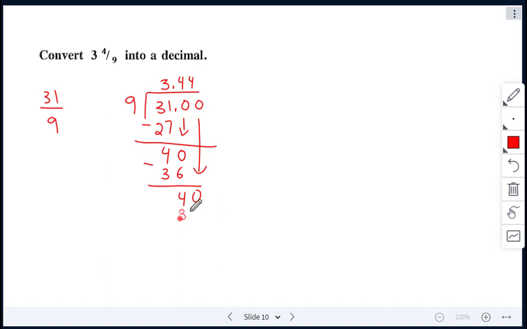And now you can see that it's just going to keep repeating. 40 minus 36, that's 4 again. You can add another 0. It's just going to keep repeating. So this is where we would just stop. Our answer there would be 3.4. We put a little line on top of the 4 there to show that the 4 continues to repeat forever.